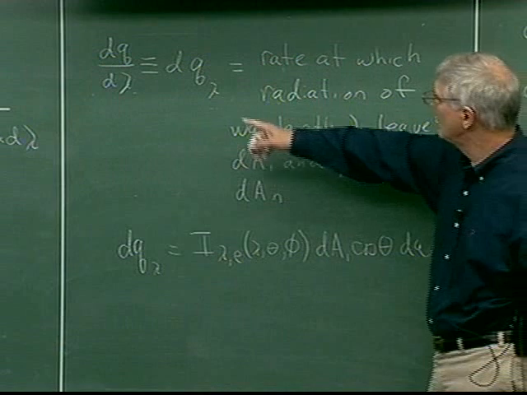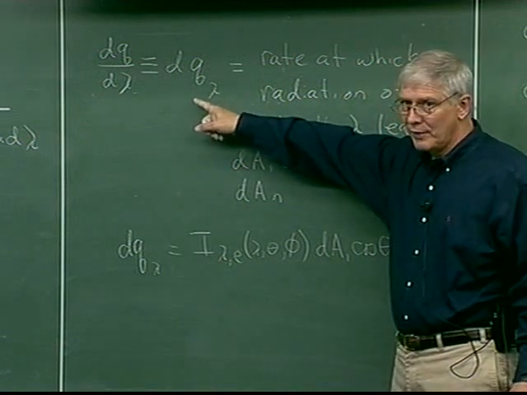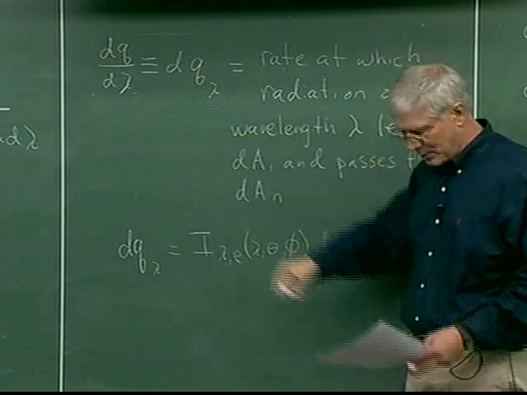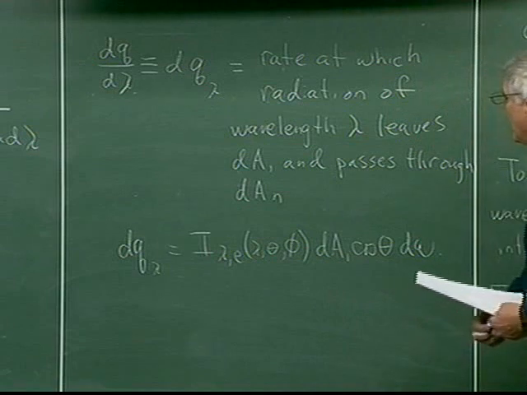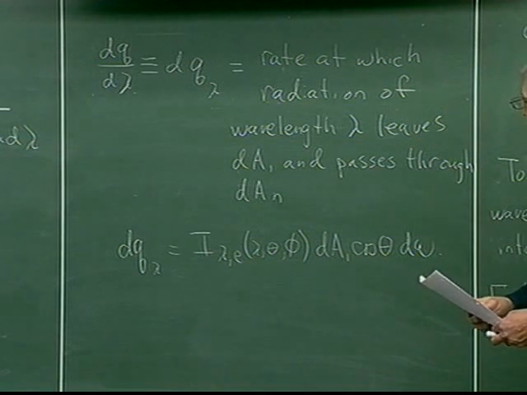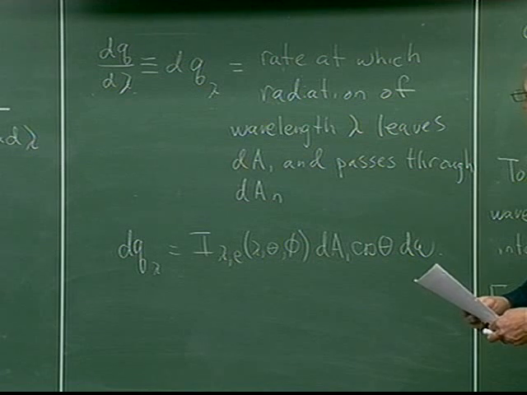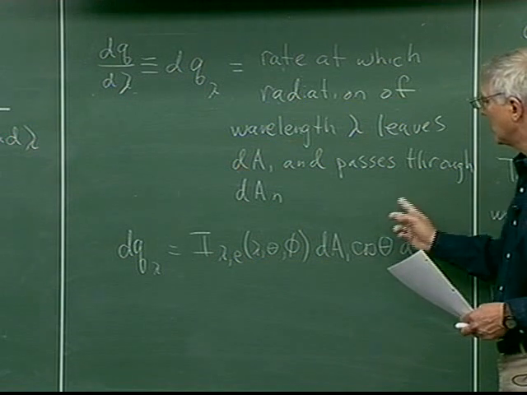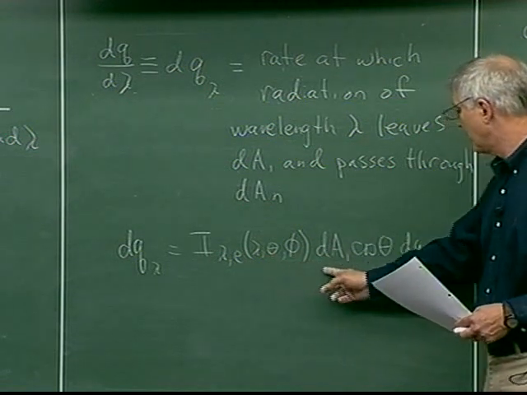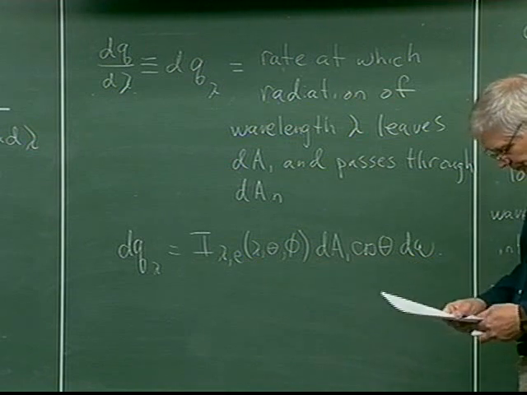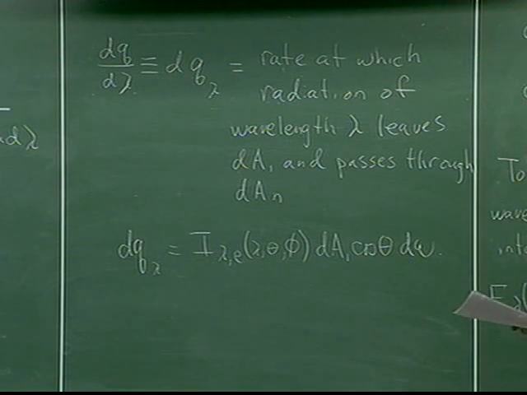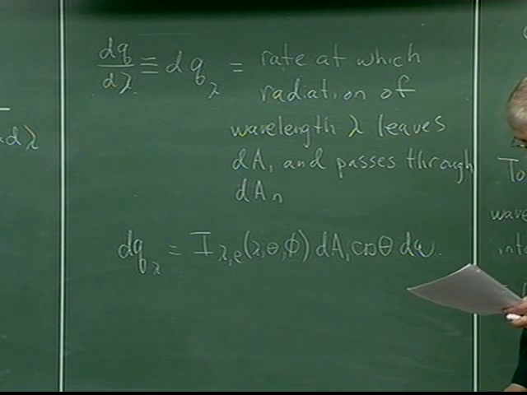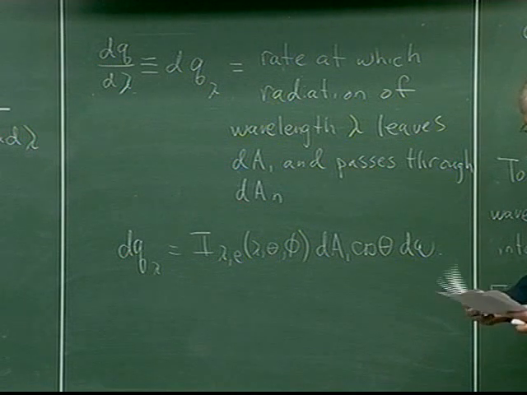Now, we're going to take dq d lambda, and we'll define that. We can write that as dq with the subscript lambda. So what that means is dq d lambda. And that's the rate at which radiation of wavelength lambda leaves dA1 and actually passes through dA1. Okay, so if we plug that in, we get this expression right here. And we could integrate this to get dq if we knew what I lambda was, but we don't. We need to get more information to get that.